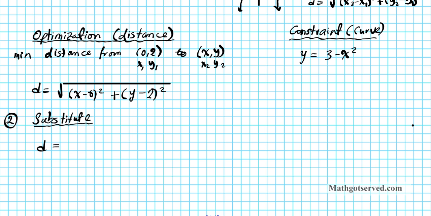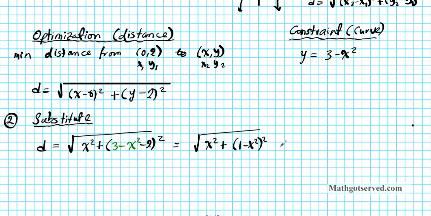So we have distance equals the square root of x minus 0, which is x squared, plus, I'm going to change colors here, instead of y, I'm going to put 3 minus x squared. That is from my constraint function, minus 2, quantity squared. Okay, let's simplify this before we talk about the domain. This is going to be equal to the square root of x squared plus, and then 3 minus 2 is 1, so 1 minus x squared, squared.